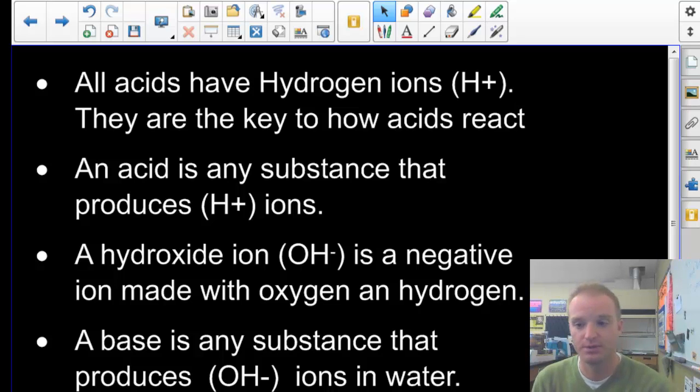So when we put bases in water, OH negative ions will be floating around in that solution of water and the base. So that's why we consider acids and bases to be opposites: they react differently, but also they form different types of ions when they're put in water.